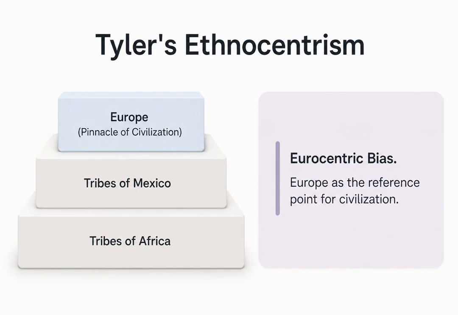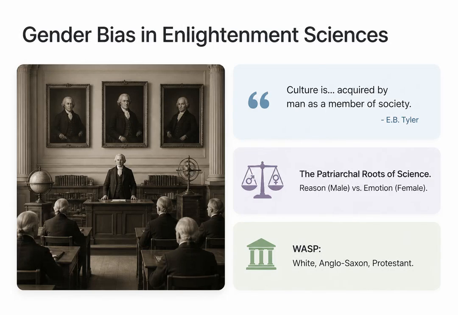However, Tylor's framework was deeply flawed by his own ethnocentrism. He placed 19th century Europe at the absolute top of his evolutionary hierarchy, viewing it as the pinnacle of civilization. When he compared tribes from Mexico and Africa, he equated their cultural development to second-grade students, while Europeans were likened to Harvard scholars. He kept his own European society as the ultimate reference point against which all other cultures were judged. This bias extended to gender as well.